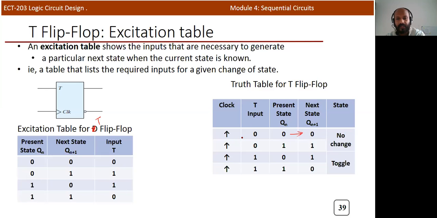So then there is a change from 0 to 0. The T input is 0. So you can see that T input is 0. And when there is a change from 0 to 1, 0 to 1 occurs when T input is 1. So you can say that T input is 1. When there is a change from 1 to 0, the T input is again 1. When it is 1 to 1, 1 to 1 occurs when T input is 0. So it's very simple to write. When there's a change in the state, the T input is 1. Otherwise, T input is 0.